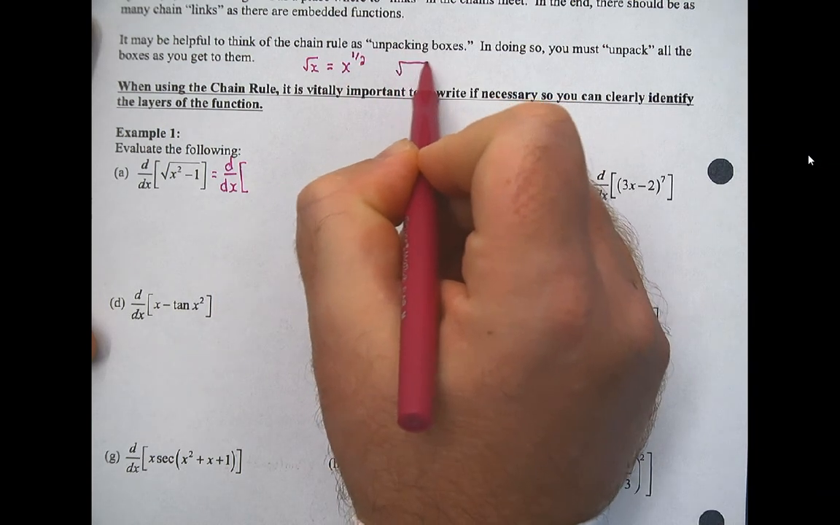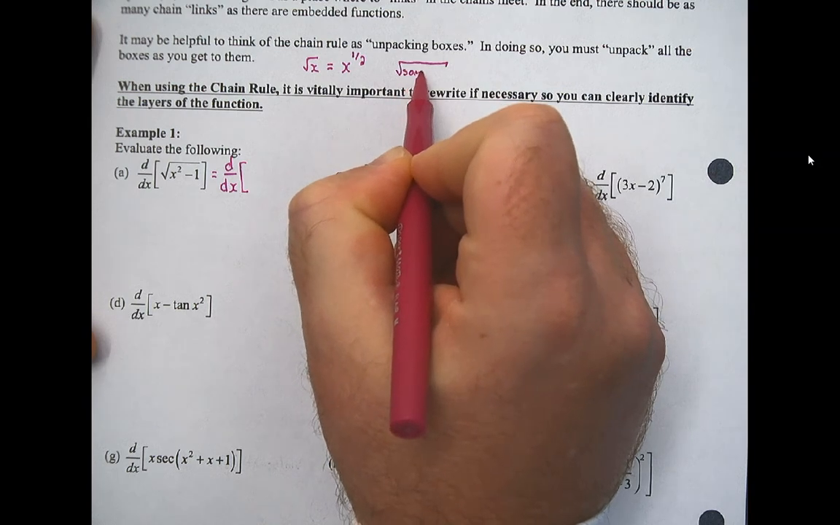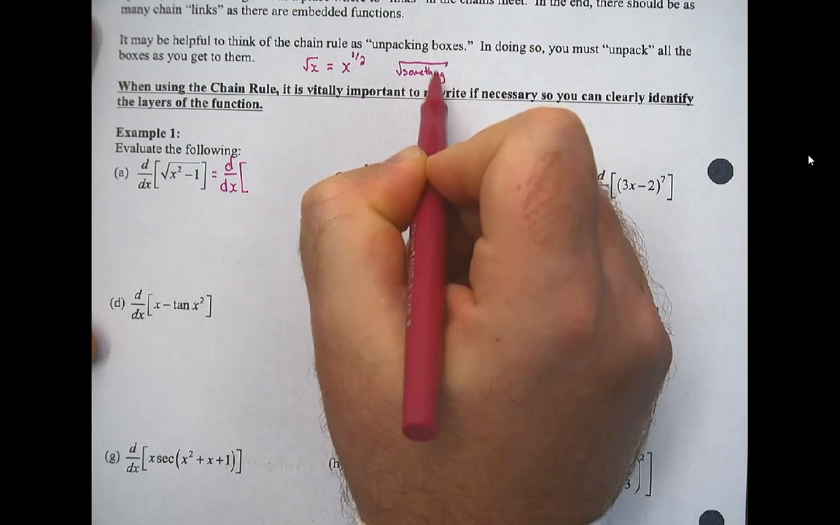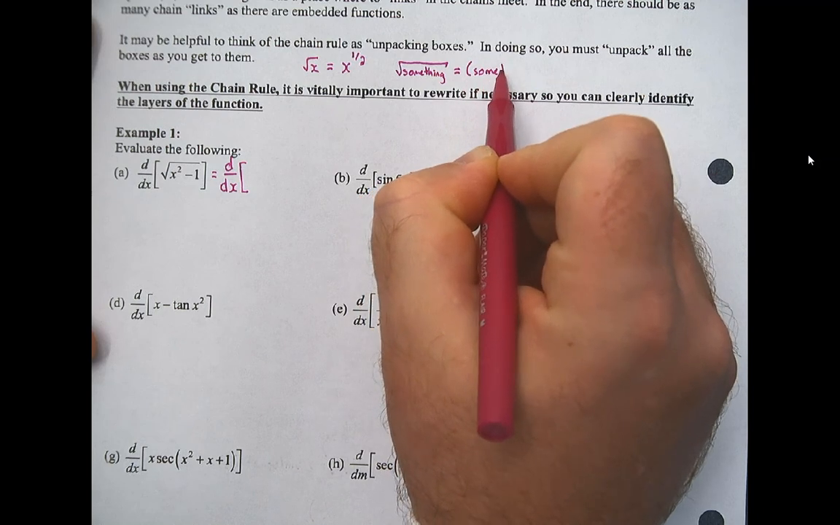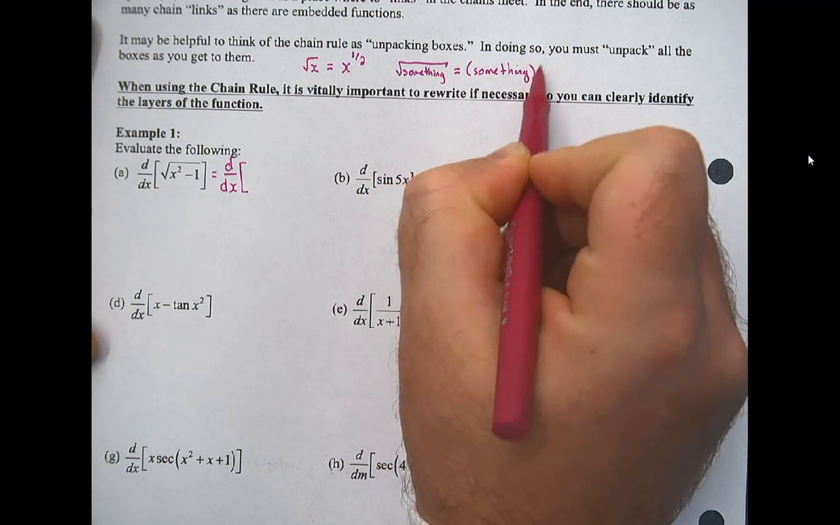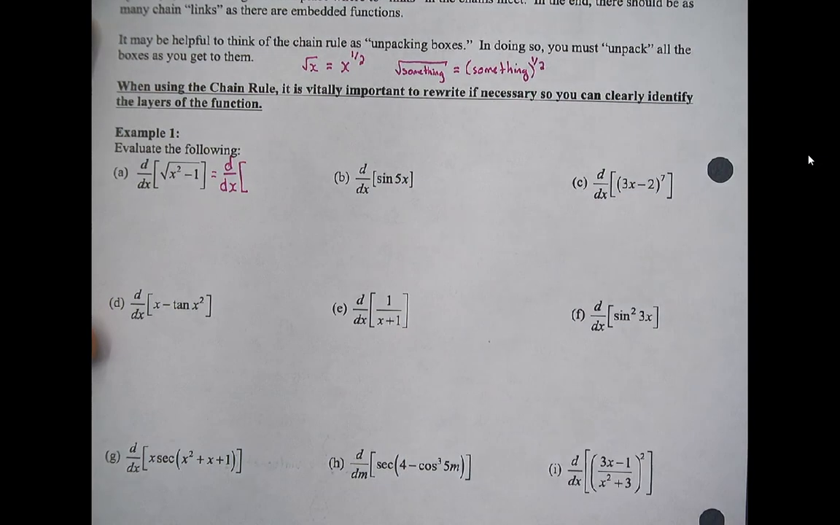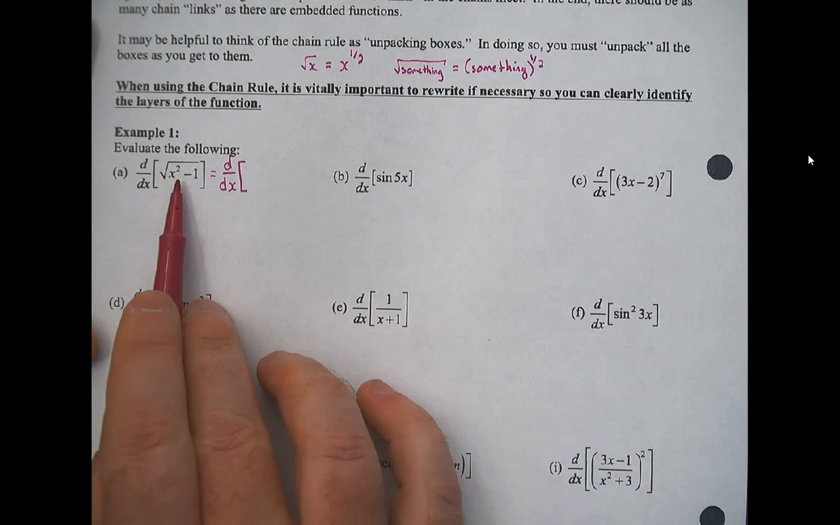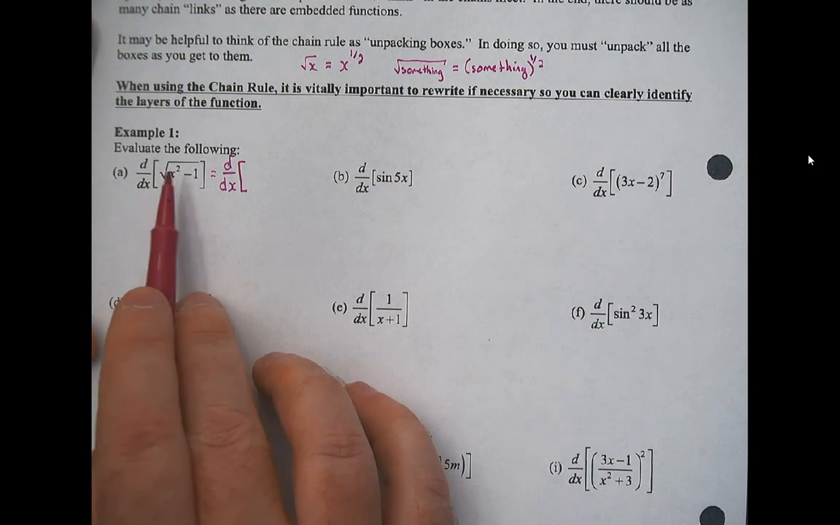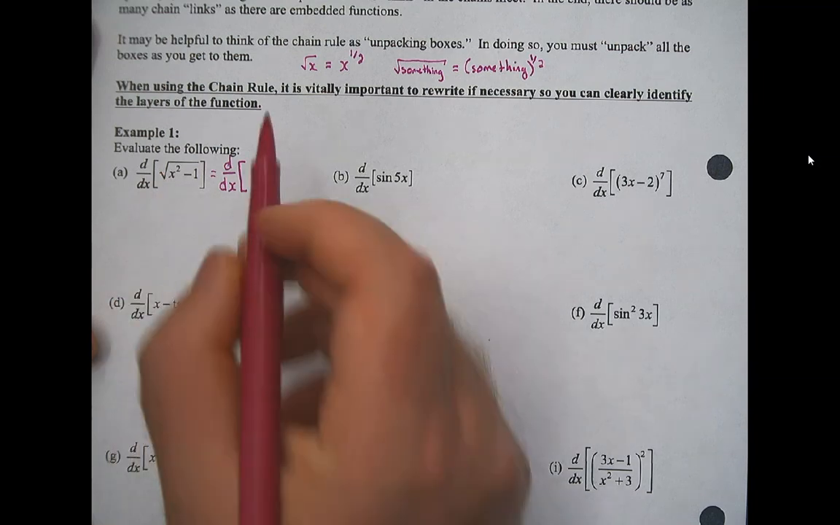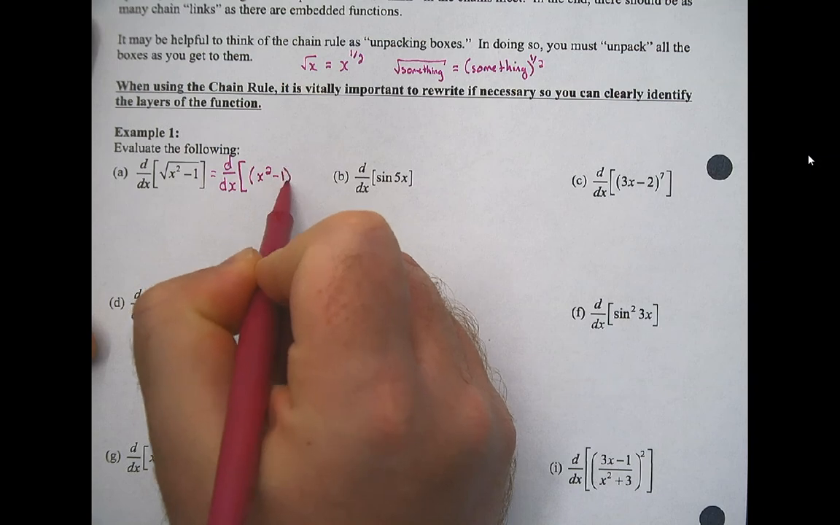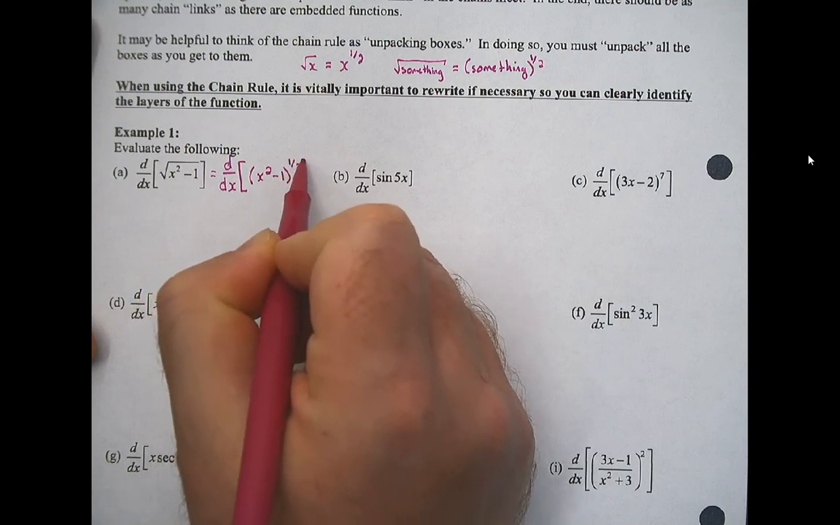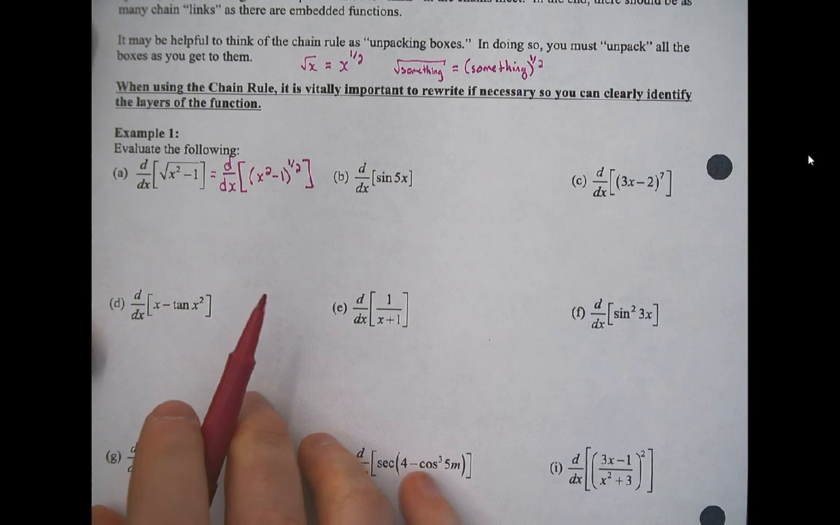Okay, so what you want to do here is think about this as something. What's the square root of something? That's the same as something to the 1/2. And that's how we want to think about this. So my something is the x squared minus 1. That's inside of the square root. So when I rewrite this, I'm going to rewrite this as my something to the 1/2. Okay, so who's our outside function?